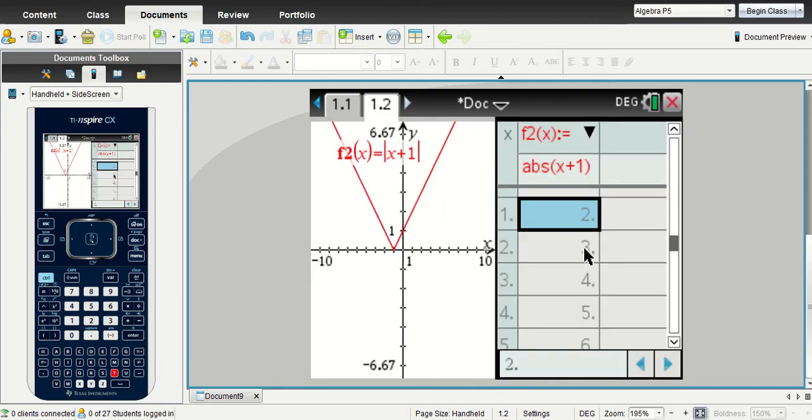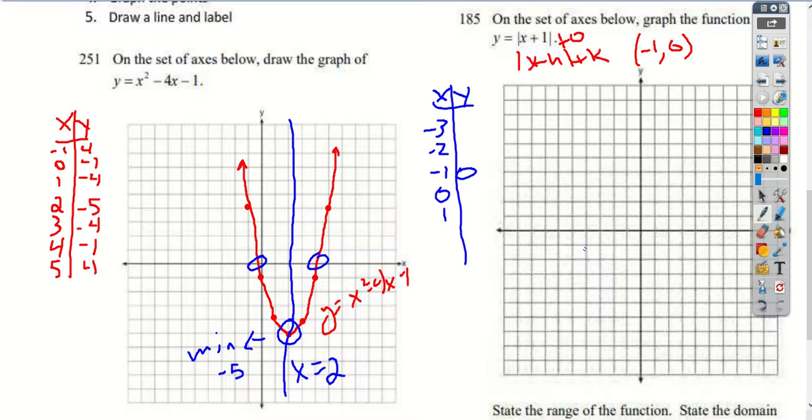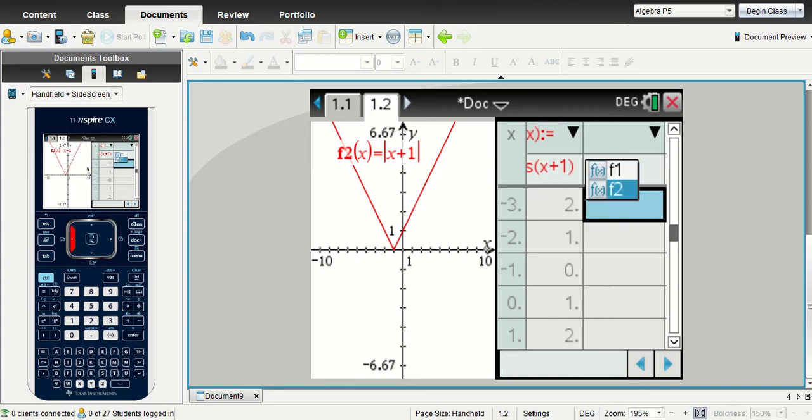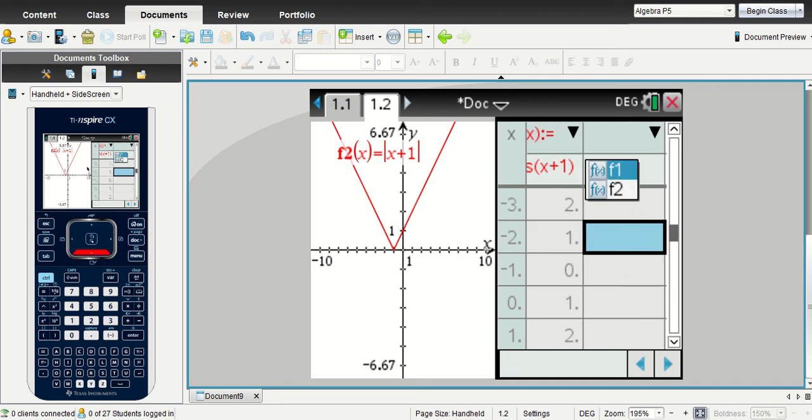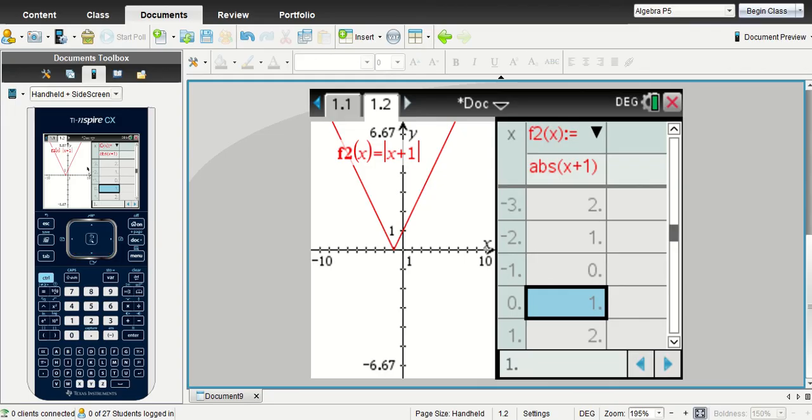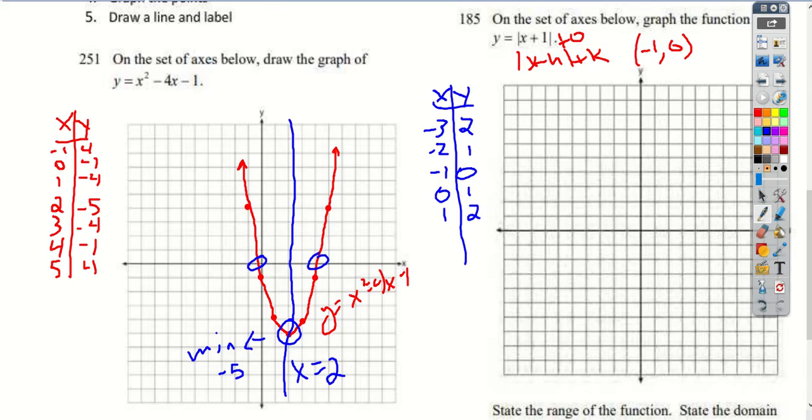Control T. You can see that at -3, it's at 2. At -2, it is at 1, and then it's symmetric, so it's also at 1 at 0, and 2 at 1. So we're just going to go ahead and graph those points. We graph (-3, 2), (-2, 1), (-1, 0), and we're going to get that V shape popping up here.